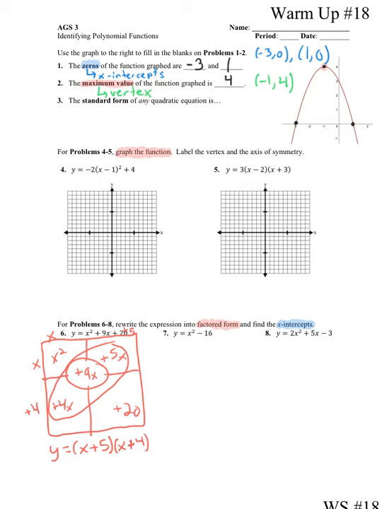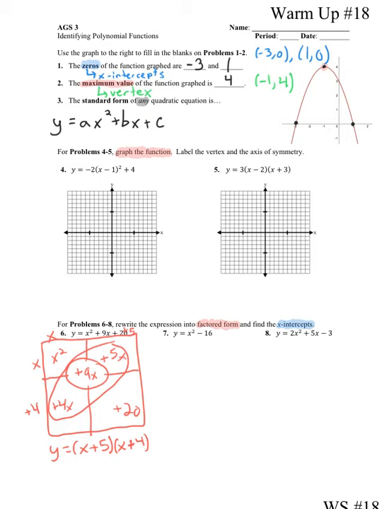Okay, so another equation type problem. The next one says the standard form of any quadratic is going to be written as what? As y equals ax squared plus bx plus c. All right, that's just our standard general form. That's what we use for the quadratic formula or something like that.